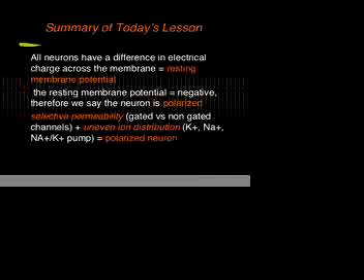Okay, let's quickly summarize the important concepts of this lesson. First, remember, all neurons have a difference in electrical charge across the membrane. This is called the resting membrane potential. Second, this resting membrane potential is negative, and therefore we say that the neuron is polarized in its resting state. And finally, this polarized state, or negative resting membrane potential, occurs because of the selective permeability of the membrane and the resulting uneven distribution of ions across the cell membrane.